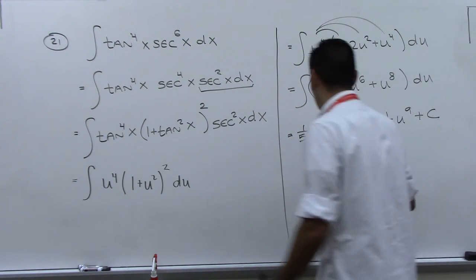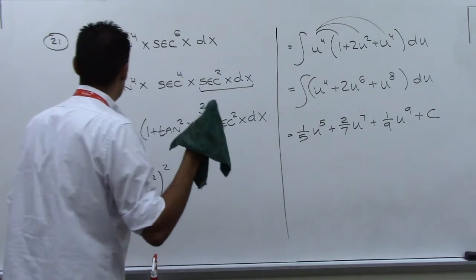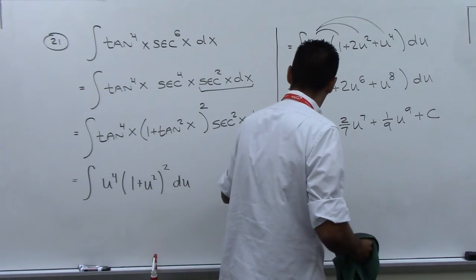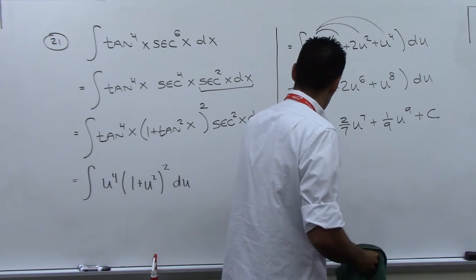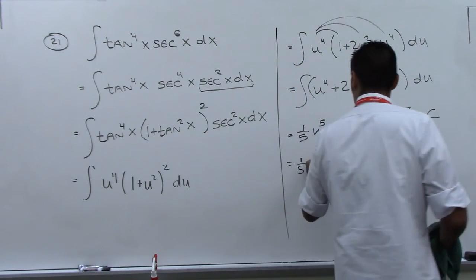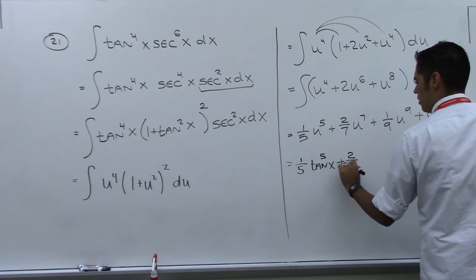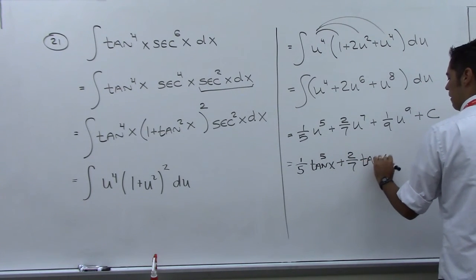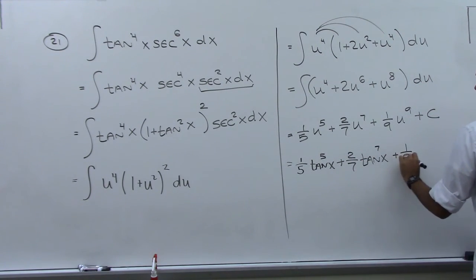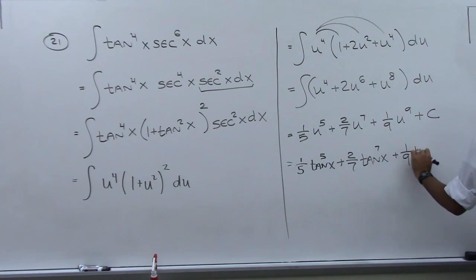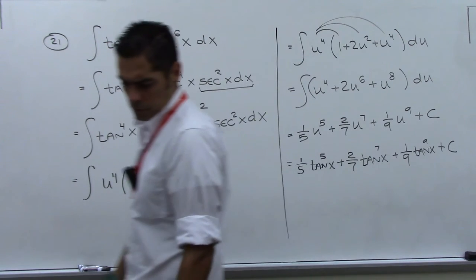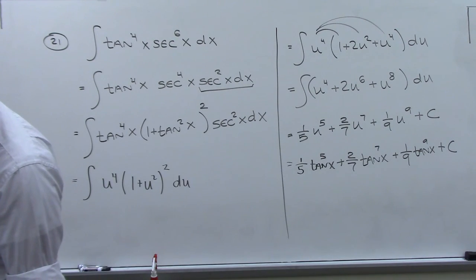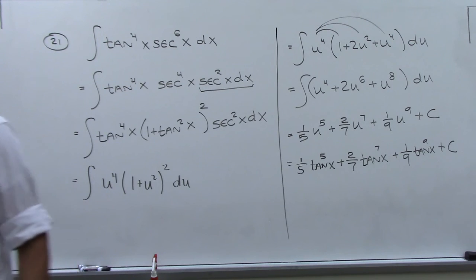And now the final step is to replace all your u's with tangent x. So we have 1/5 tangent x to the 5th plus 2/7 tangent x to the 7th plus 1/9 tangent x to the 9th plus a constant. That's it. That was it. All right, let me pause it.